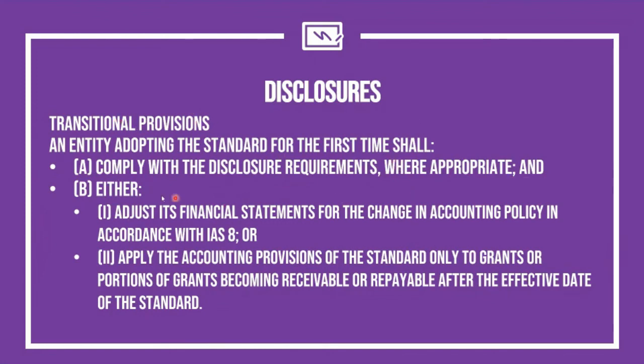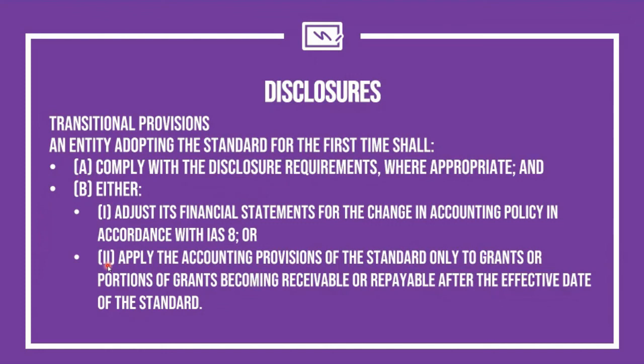and C. And letter B, either adjust its financial statements for the change in accounting policy in accordance with IAS 8, or apply the accounting provision of the standard only to grants or portions of grants becoming receivable or repayable after the effective date of the standard. But of course, in this case, when you have government grant transactions for the first time, most probably you're not going to use the first item. You're going to use item number 2, which is to apply the standard to grants that you receive from the time, because of course the standard is already in effect earlier in previous years already.